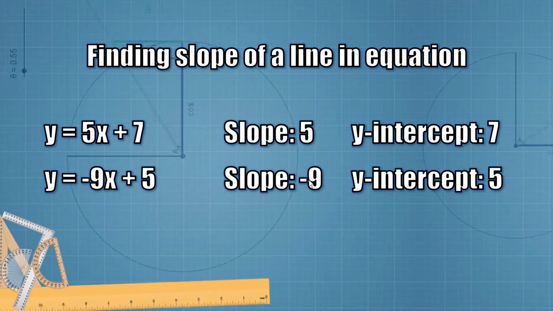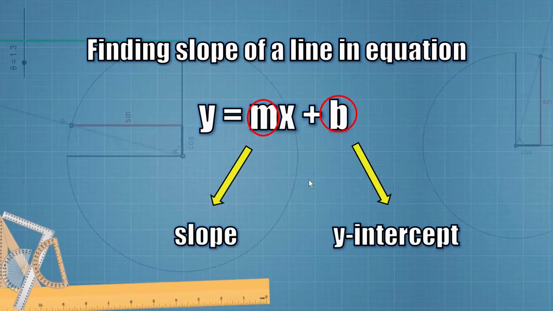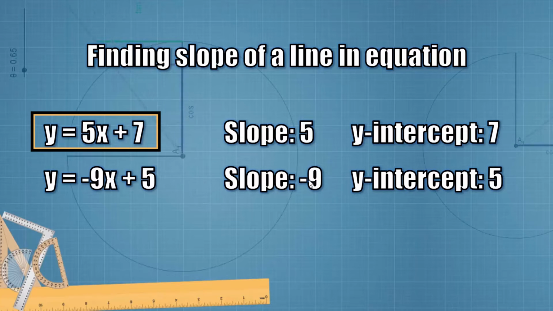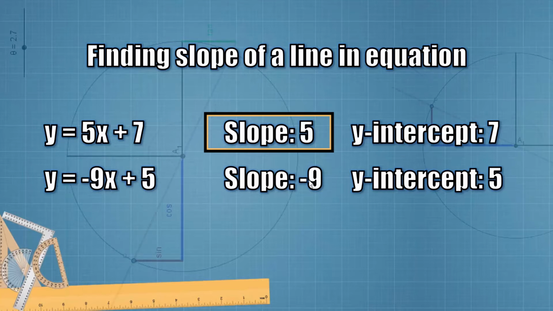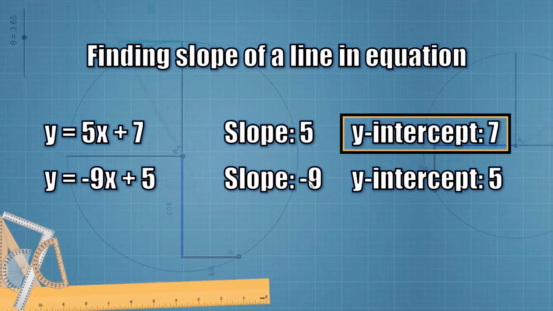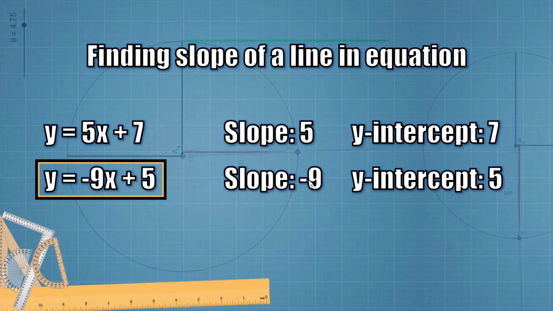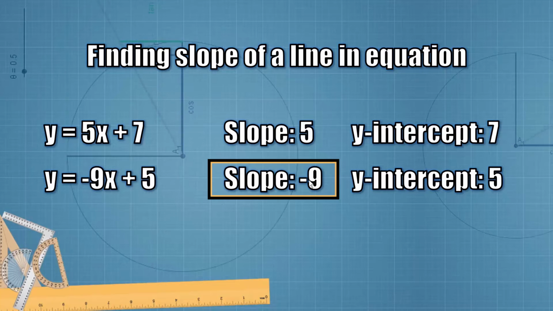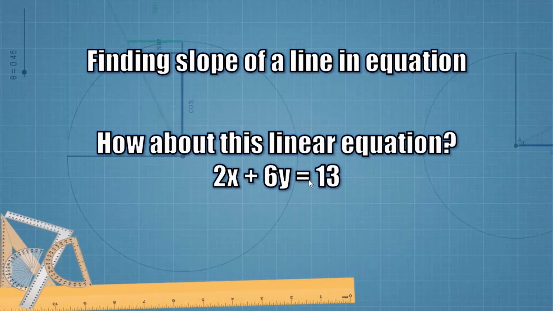On this given equation, we can easily determine the slopes and y-intercepts. The slope on y is equal to 5x plus 7 is 5, and the y-intercept is 7. The slope on the equation y equals negative 9x plus 5 is negative 9, and the y-intercept is 5. But how about this one? Can you find the slope of this equation?